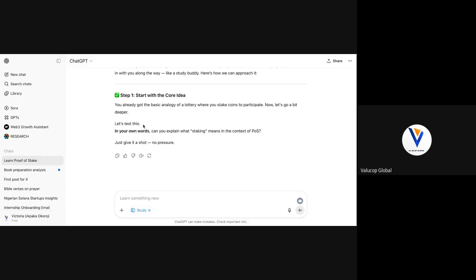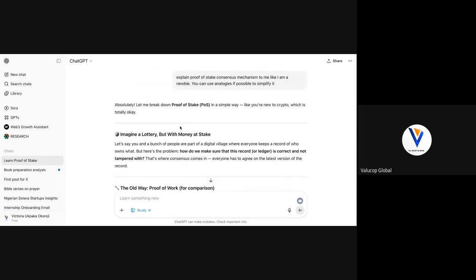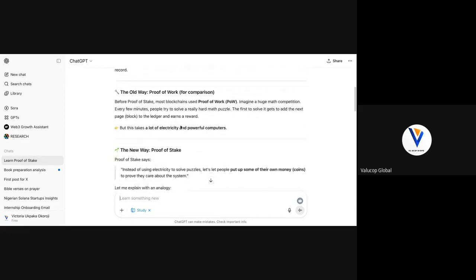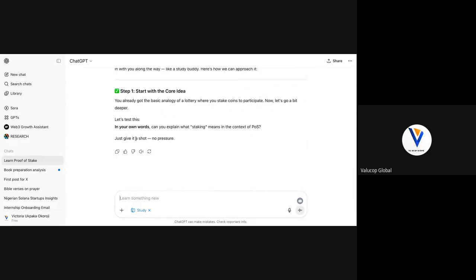It's asking you a question because it has already given you a breakdown of what it looks like, an analogy. So you want to test it to know what you know. You can give it a shot and type. You can use the microphone here. If you don't want to type all the long text, use the microphone. I just simply use the microphone and talk into it, and then it transcribes it and sends it in. So you can explain and all of that. So if you have any question, ask it now.